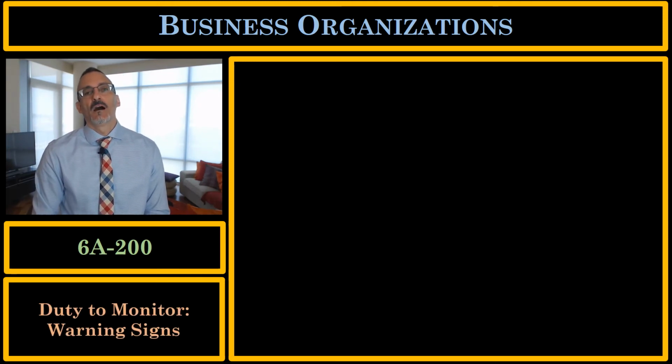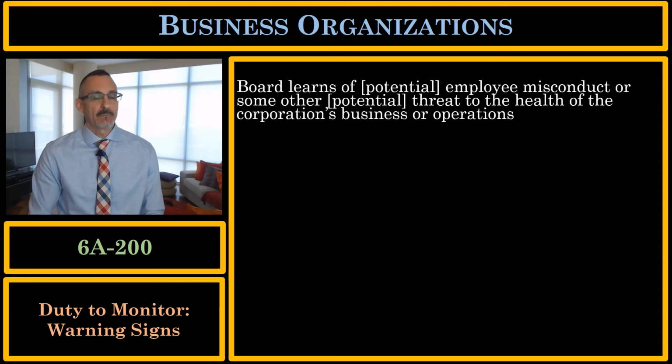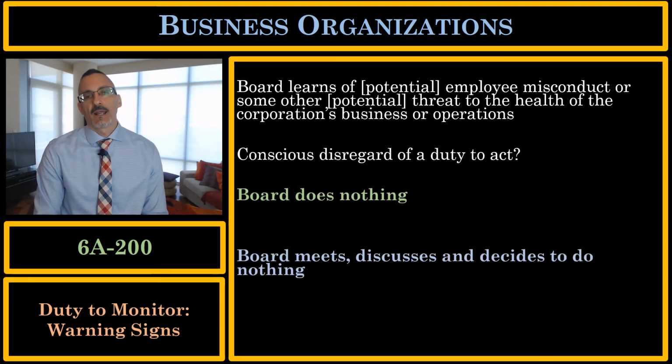Let's talk about the duty to monitor when there are some warning signs, some red flags. The fact patterns usually involve a situation where the board becomes aware of some sort of potential employee misconduct or some other potential threat to the health of the corporation's operations or business. So we do have some sort of warning signs. And then the question is, if the board ignores these warning signs or does nothing about it, will they be liable for failing to monitor? Will they be liable for breaching their duty to monitor the business and affairs of the corporation?